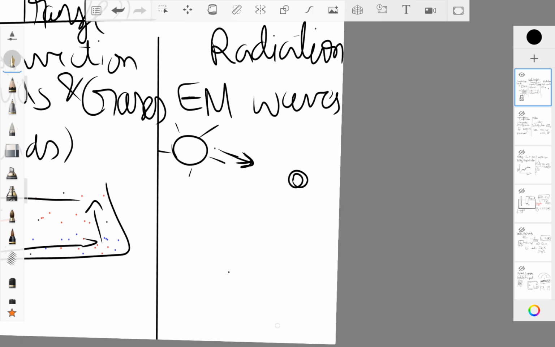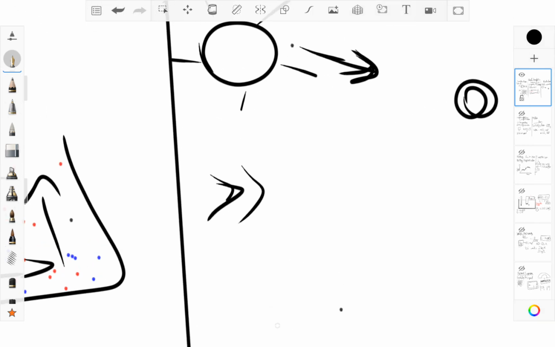Another thing, EM waves all travel at the speed of light. You'll learn more about this in the next section. You should be able to describe some of the factors that affect the rate of radiation. So I would say there are three factors. Number one, you look at the color and the texture of the surface.